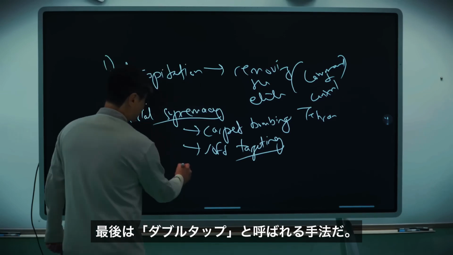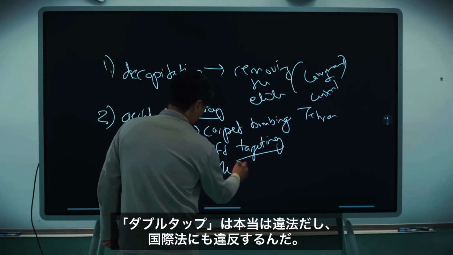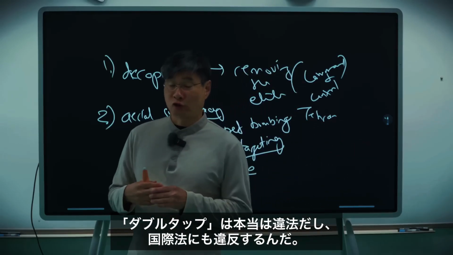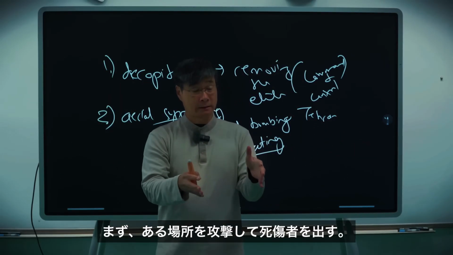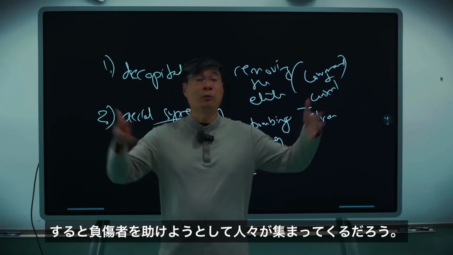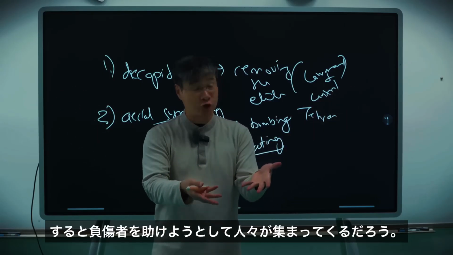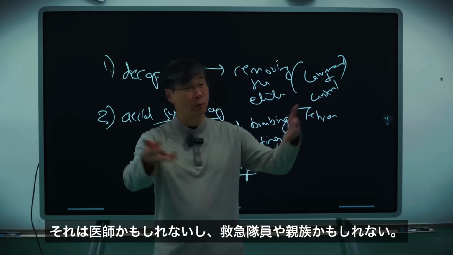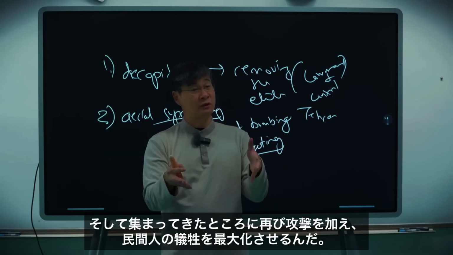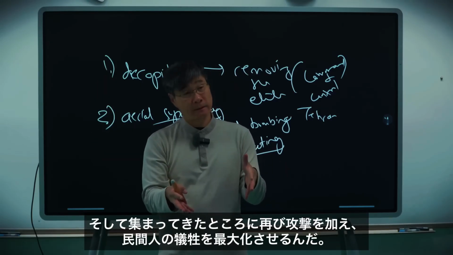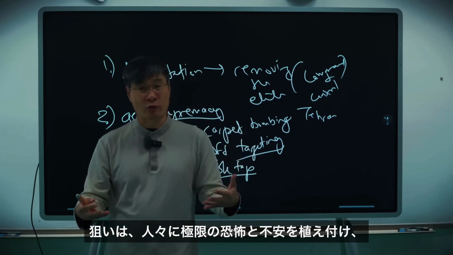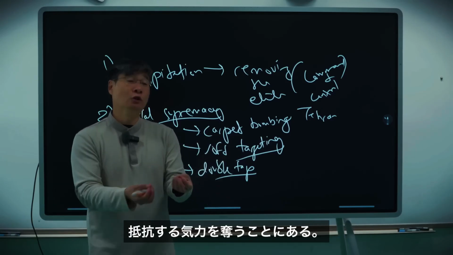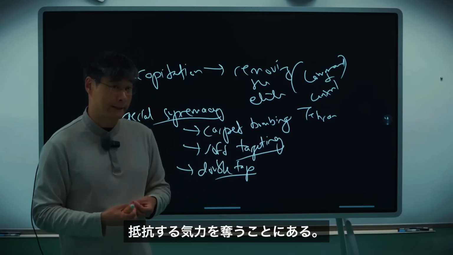Now, last thing is something called double tap. Double tap is this, okay? And it's really illegal or against international law. What you do is this. You attack a place, right? You kill some people, and then people try to come and help the people who are injured. And it could be doctors, it could be emergency personnel, it could be relatives, right? And then you strike again to create as many civilian casualties as possible, right? And the entire idea is to create as much fear and anxiety in people as possible so that they lose the capacity to resist, right?